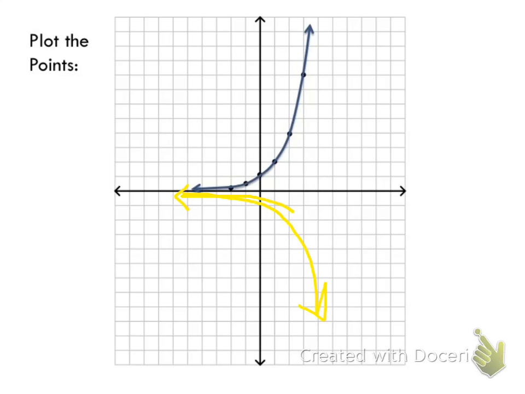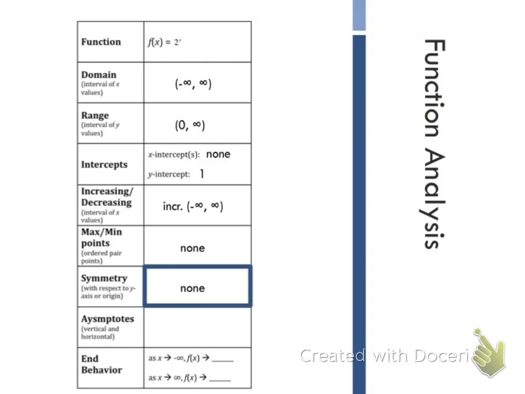Now, does that yellow graph look like the original graph? Obviously no. So if it doesn't look the same, then there is no symmetry with respect to the origin. So our answer for the symmetry box is none.